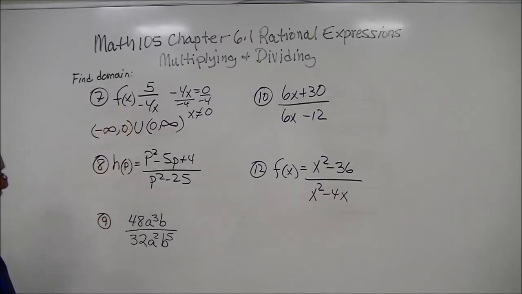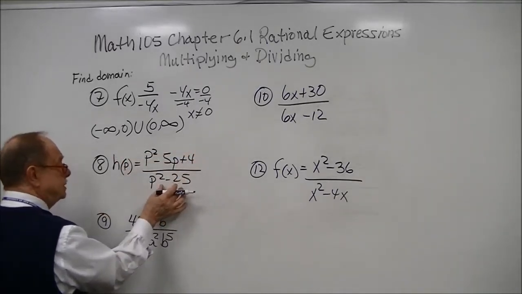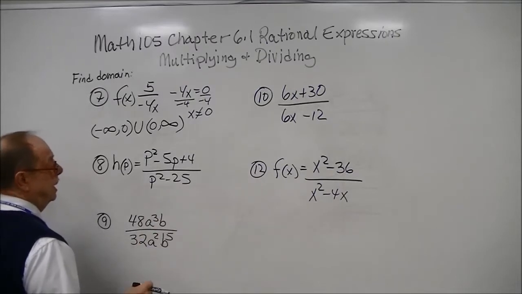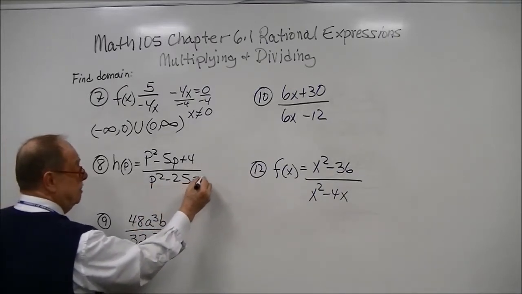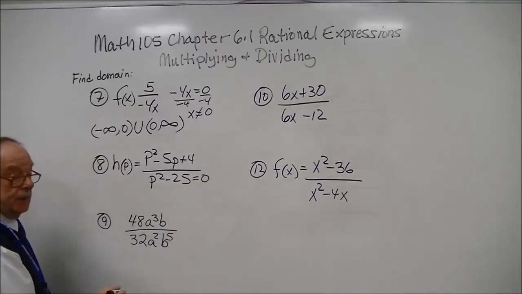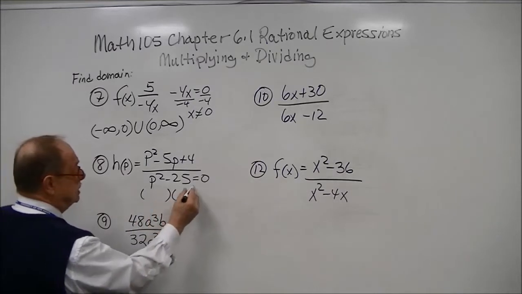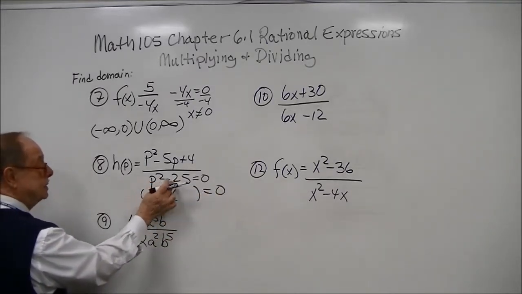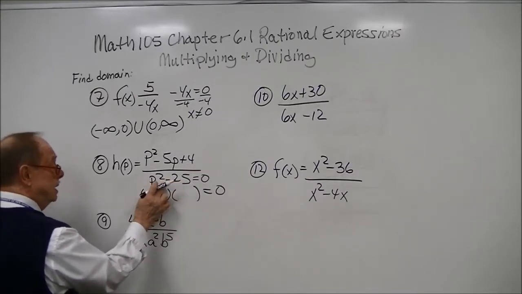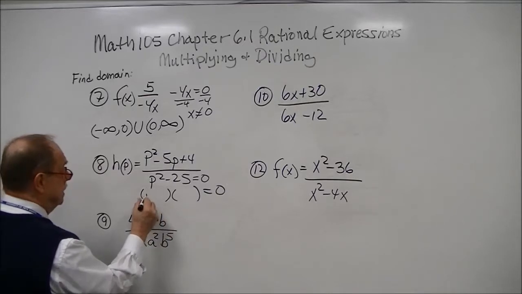All right, jumping down to number 8. Again, we're not interested in the numerator, just the denominator. And I'll take a little shortcut and just say the denominator equals 0. This is from a previous chapter. We factor this. And as we factor it, we see the difference of perfect squares that we will put into their conjugates.